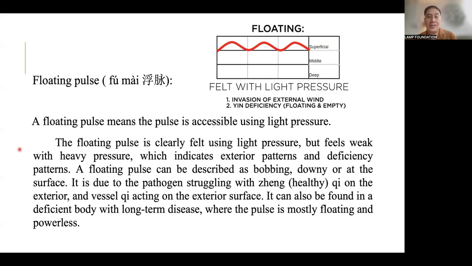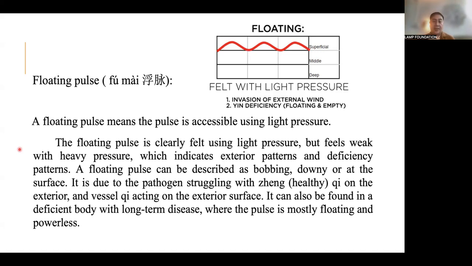A floating pulse is described as bobbing, downy, or at the surface. It is due to the pathogen struggling with the healthy qi on the exterior. So there's really a fight going on. That means the patient still has the capability to eliminate the pathogenic qi, and vessel qi acting on the exterior surface. It is also found in a deficient body with long-term disease.